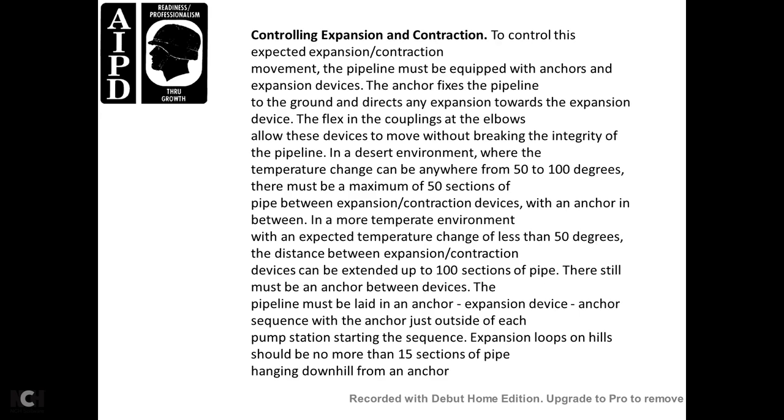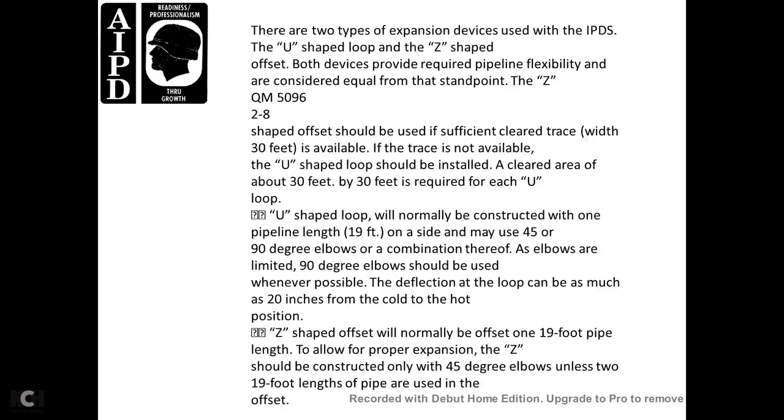In a desert environment where the temperature changes anywhere from 50 to 100 degrees, there may be a maximum of 50 sections of pipe between the expansion and contraction devices, with an anchor between them. The distance between expansion and contraction devices can be extended to 100 sections of pipe in an environment with a temperature change of less than 50 degrees. The pipe must still be anchored between the devices. An anchor is placed just outside of each of the pump stations, starting the sequence of expansion loops. On hills, there should be no more than 15 sections of pipe downhill from an anchor.